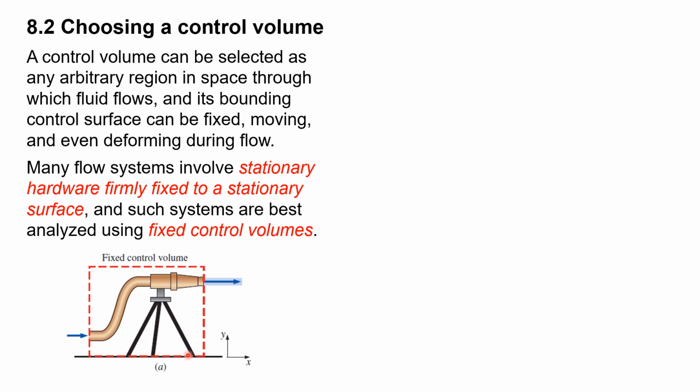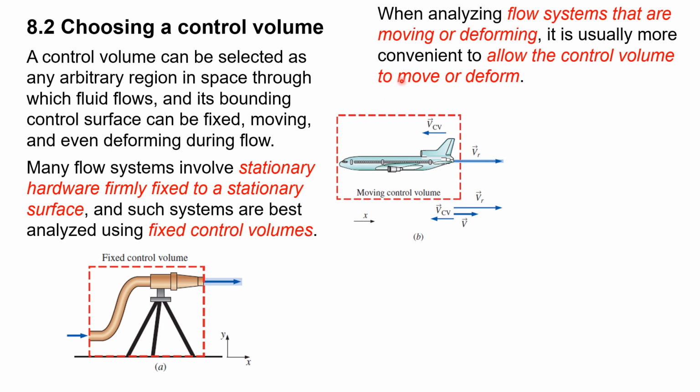So maybe it's a fixed body and the surface is stationary, and such systems are best analyzed using a fixed control volume. The fixed control volume is much easier to analyze. This is your control volume, so we can know the mass entering and going out, and the pressure entering and going out. It will be much harder to analyze when it involves a flow system that is moving or deforming.